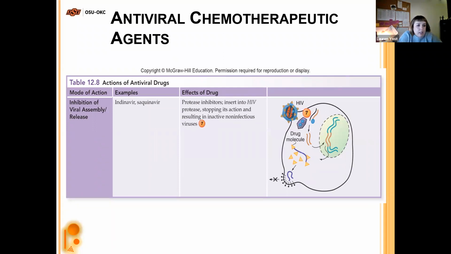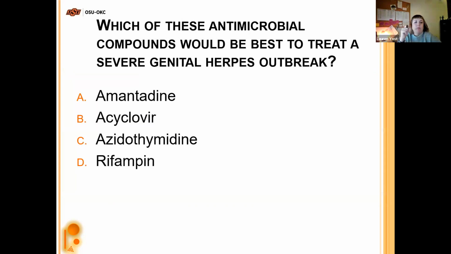Then next we have the things that inhibit viral assembly or release. We have adenavir and saquinavir, and these are also HIV. I don't know much about these, but there's some examples there.